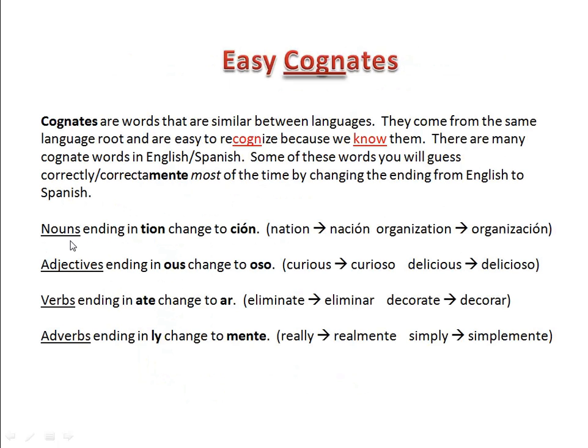So for example, nouns that end in T-I-O-N in English change to C-I-O-N in Spanish. So nation, nación. Organization, organización. Adjectives ending in O-U-S change to O-S-O, oso. So curious, curioso. Delicious, delicioso. So you can see how these are cognates. You can pretty much tell that looks like nation, that looks like organization, this looks like curious. So they're kind of nice.